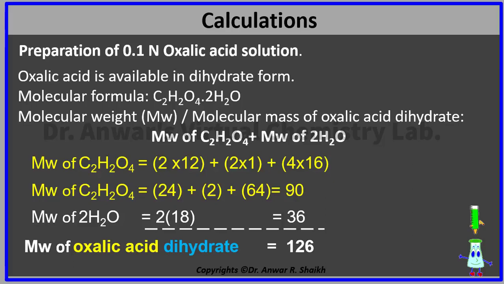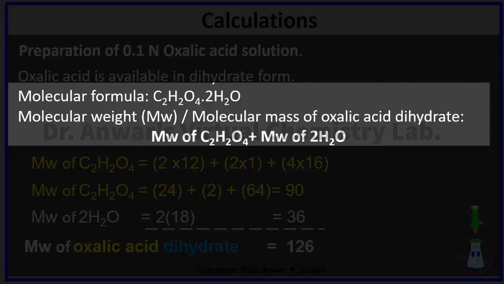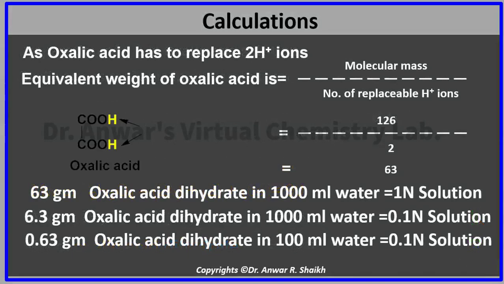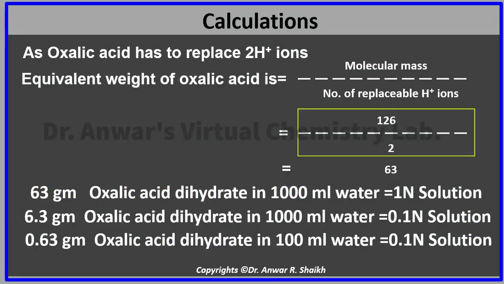The molecular formula for oxalic acid dihydrate will be C2H2O4.2H2O. After addition, the molecular weight of oxalic acid dihydrate becomes 126. As oxalic acid has 2 replaceable H+ ions, therefore the equivalent weight of oxalic acid becomes 126 divided by 2, that is 63. Remember, there is a difference between molecular weight and equivalent weight. We will discuss it in the next video.